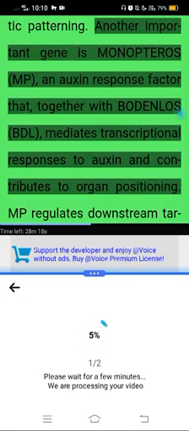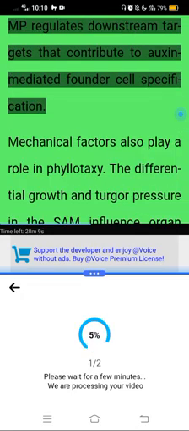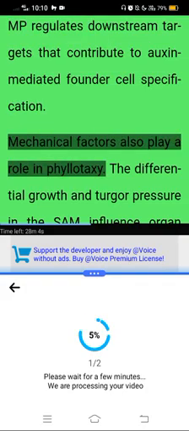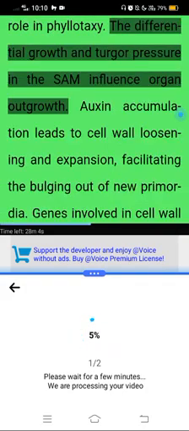Another important gene is MONOPTEROS, MP, an auxin response factor that, together with BDL, mediates transcriptional responses to auxin and contributes to organ positioning. MP regulates downstream targets that contribute to auxin-mediated founder cell specification. Mechanical factors also play a role in phyllotaxy. The differential growth and turgor pressure in the SAM influence organ outgrowth.